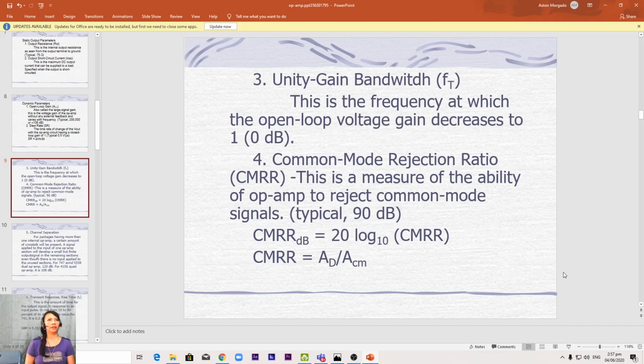Third, we have the unity gain bandwidth. This is the frequency at which the open loop voltage gain decreases to 1, or 0 dB. And then we have the common mode rejection ratio, CMRR. This is a measure of the ability of the op amp to reject common mode signals. Typically 90 decibels. We have a formula here: CMRR is equal to the differential gain, AD, over the common mode gain, ACM. To convert it into decibels, CMRR in dB is equal to 20 log of CMRR.